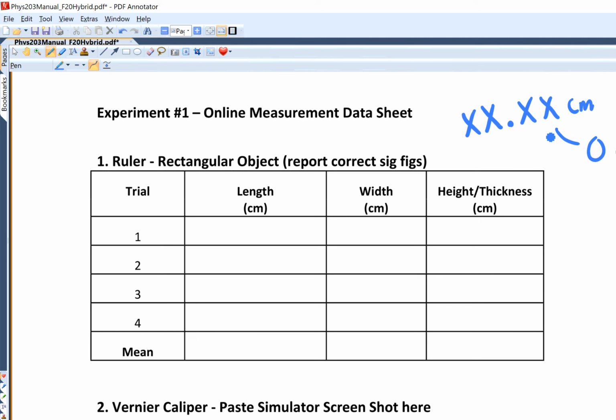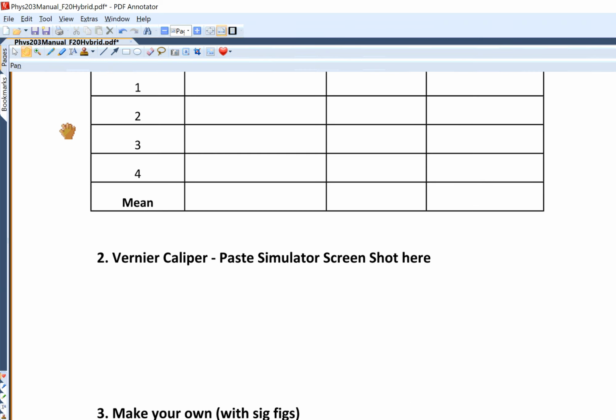So with this, you're going to measure the length, width, and height of a rectangular object. And then in addition to this, you're going to calculate, and you'll have to make a separate table for this or just do it on a separate sheet of paper, the standard percent error. Actually, hold on, I'm sorry.